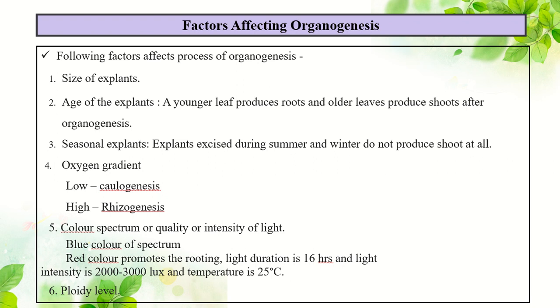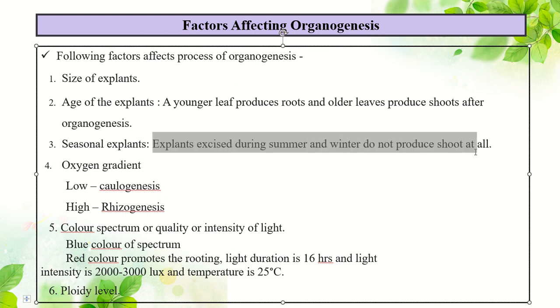Season is very important for choosing the explant. In which season are you choosing? Mango: annually you will find various leaf tissues. Seasonal explant: explants excised during summer or winter do not produce roots at all. Now you are confused. Sir, these two seasons are very important for us. How can you say that, summer and winter? And which season do we have to take?